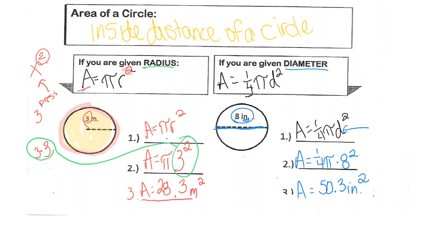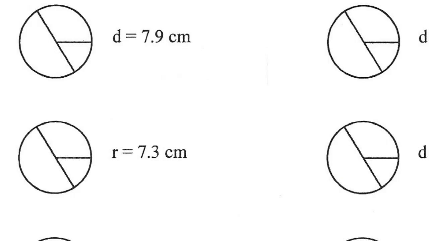Okay, so that's the basic breakdown of the formulas. So let's start putting this into practice. All right, so we're going to do these first two on the page. We're going to find circumference and area of each. Okay, so we have to find our circumference, which, using the diameter, the formula is pi times diameter. Using the diameter to find area is 1/4 pi times diameter squared.